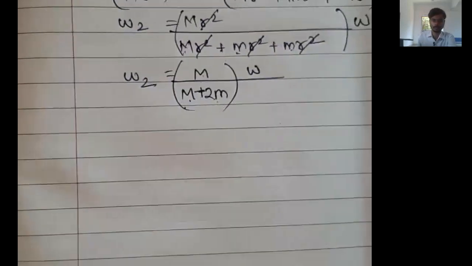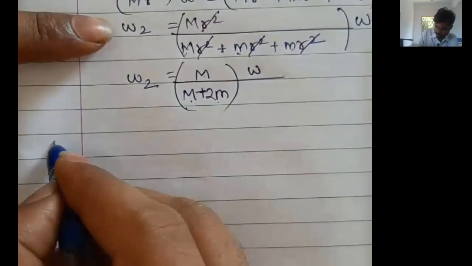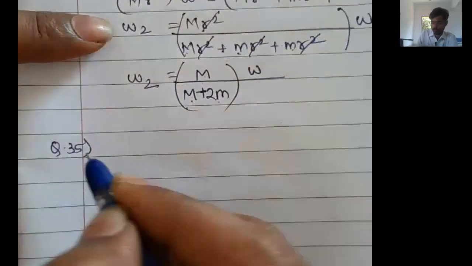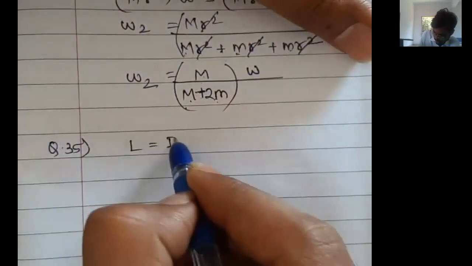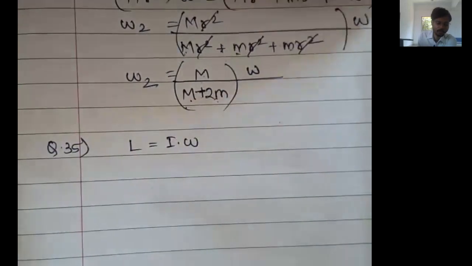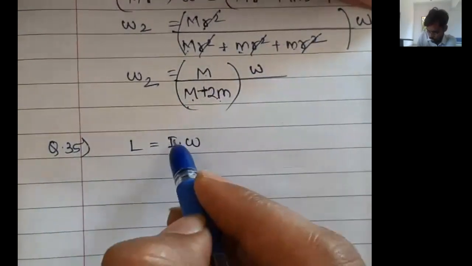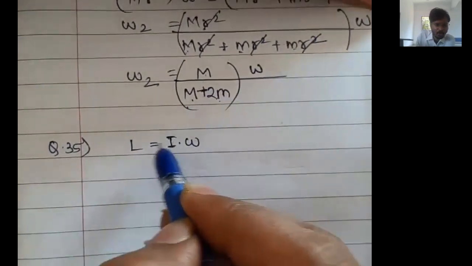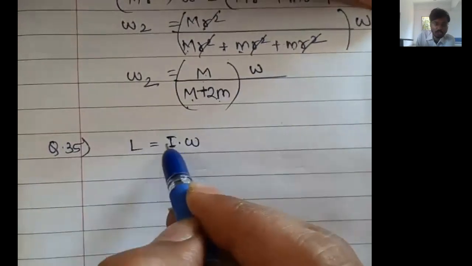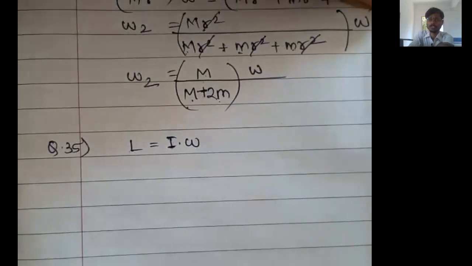Fine. So what is that relation? Question number 35. See, angular momentum L is equal to I multiplied by omega. So now you people tell me, can moment of inertia depend on L? Does moment of inertia depend on omega? Or does it depend on something else?